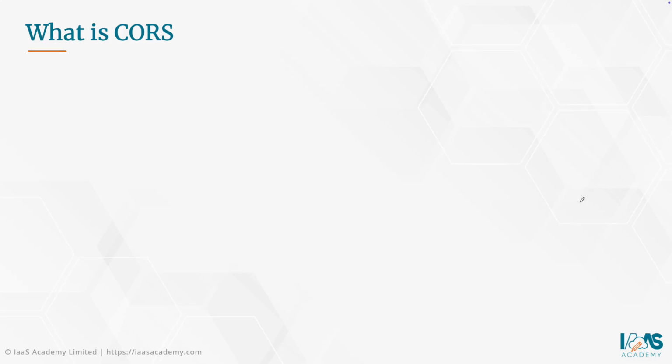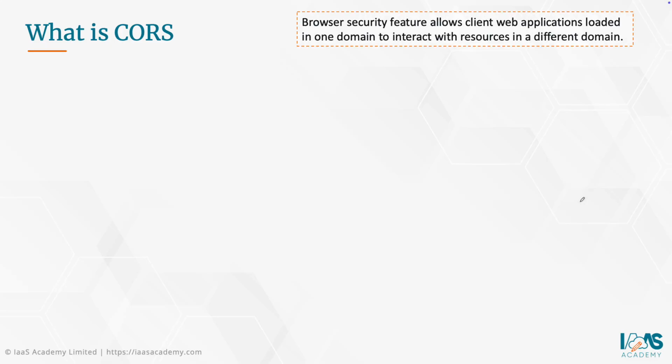Okay, so let's talk about what is CORS. CORS is actually a browser security feature that allows client web applications loaded in one domain to interact with resources in a different domain. Generally, this isn't allowed as a browser security feature. So when you have your web browser, your Chrome browser, Firefox, whatever it might be, if you are connecting to a website that belongs to a particular domain, if that website needs to then access and retrieve data from another domain, it is by default blocked. So let's take a look at how this works.